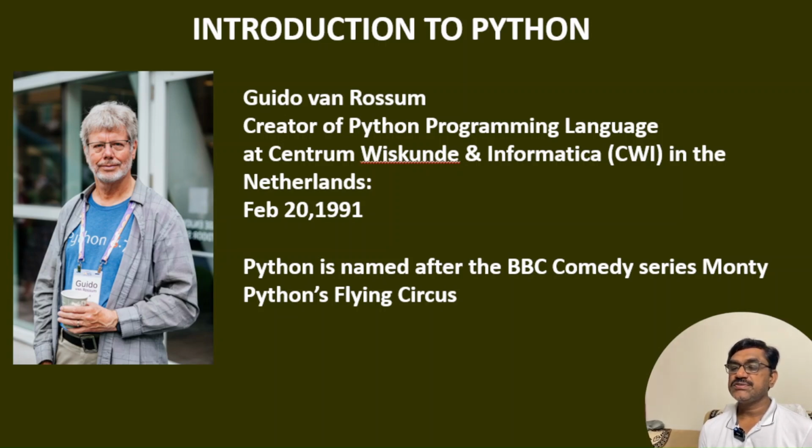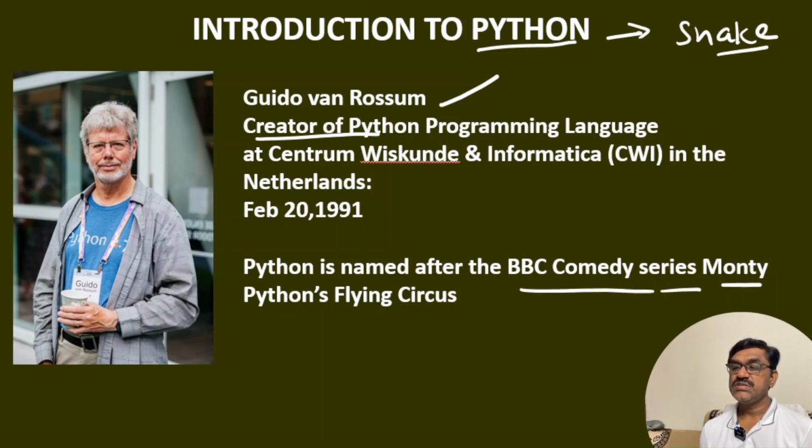As part of the introduction, first we are talking about the creator of Python. The creator of Python is Guido van Rossum. Next, we are going to discuss why the name Python is given to this programming language. Don't think that the name Python came from the name of the snake. The term Python is taken from the BBC comedy series Monty Python's Flying Circus. The word Python was taken from this comedy series to give the name for this programming language.